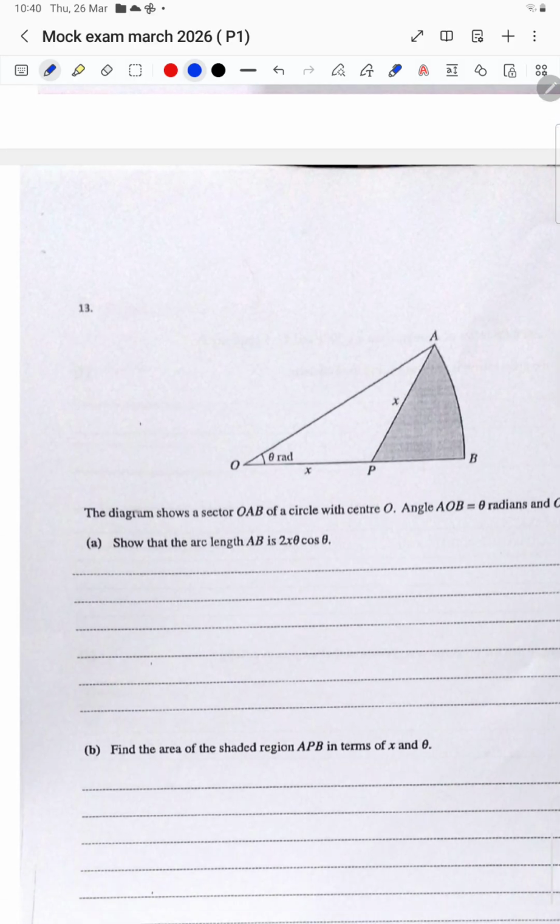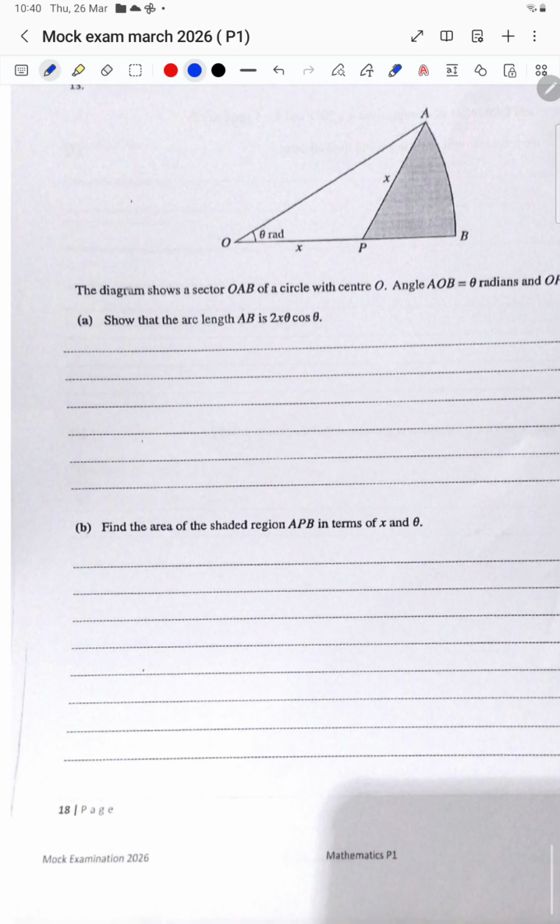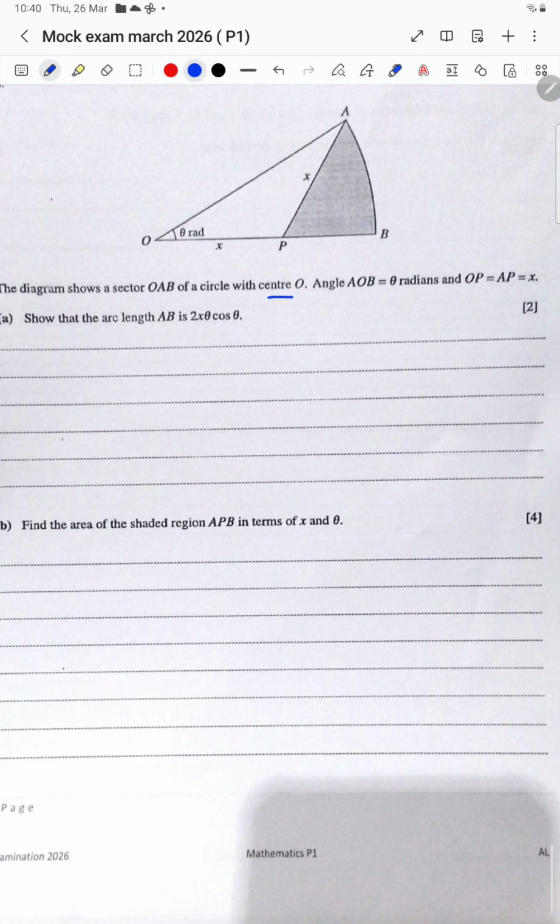Here goes the final question. The diagram shows a sector OAB of a circle with center O. Angle AOB is theta radian, and OP and AP are the same. This is X. It means this becomes an isosceles triangle. You know this because OP and AP are the same. So if you draw a perpendicular from here, it means it is bisected. This distance is Y, so it will be Y as well. So we can have the right angle triangle on either side.